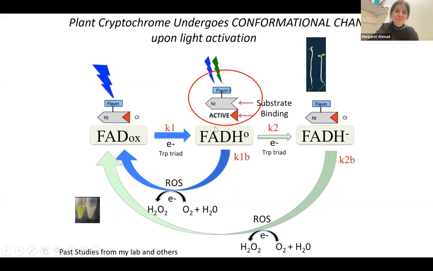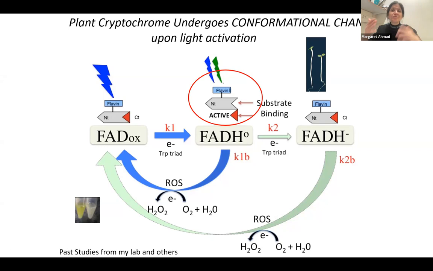But what's important also is that you see the C-terminal domain flipping out. You see a conformational change in the receptor. This is how plant cryptochromes are activated. They change their conformational state and they interact with partner proteins and they do growth and development and a lot of wonderful things.